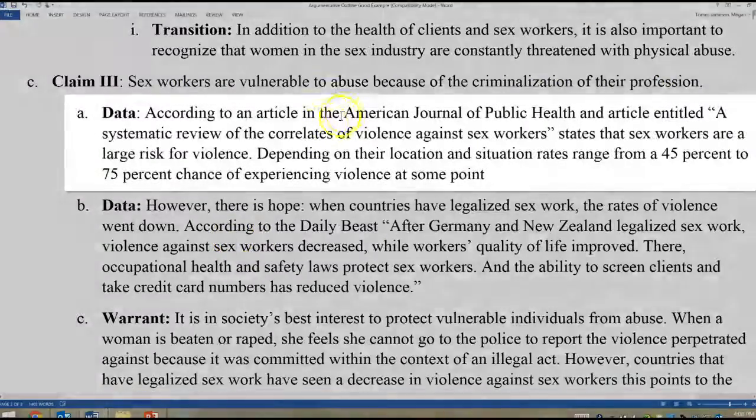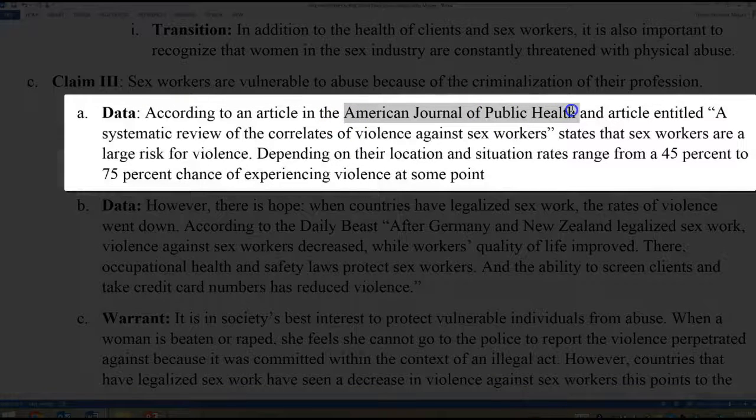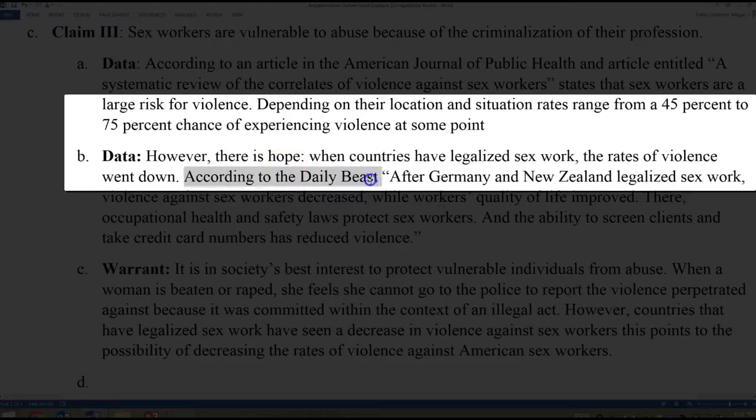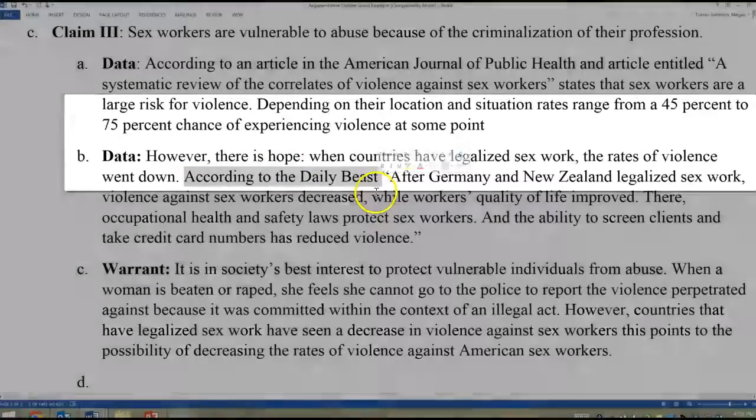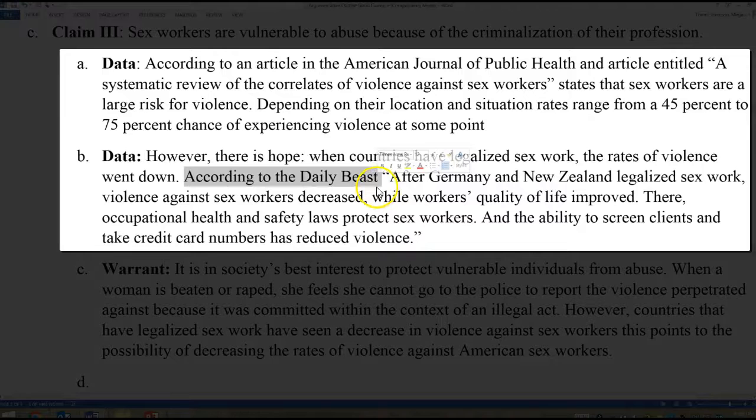Here she is actually using a journal article that she found from the database, and she states that sex workers are typically at a 45 to 75% chance of experiencing violence at some point. She then quotes another article. So one thing to keep in mind, if you need 7 sources but you only have 4 arguments, you're clearly going to need to have more than one source in at least one argument in order to reach that.